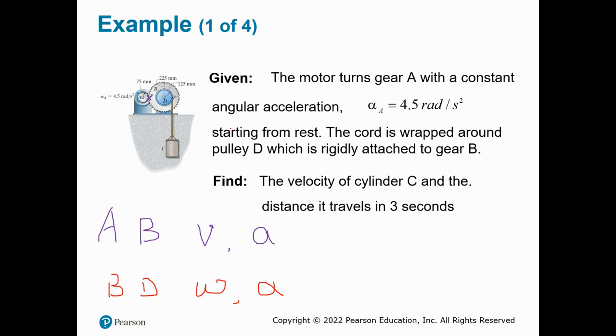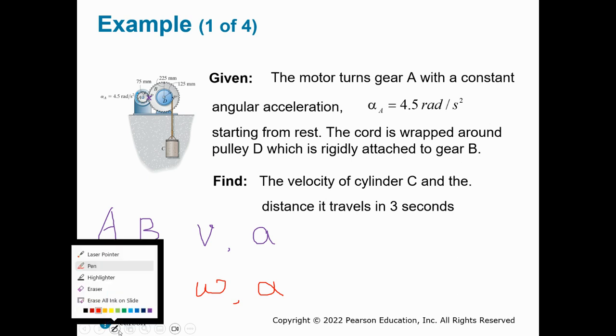With that in mind, we're going to take a look at what's going on. We're looking for cylinder C, right? Cylinder C right here, we're looking for the velocity of C and the distance when it travels 3 seconds. So the point C over here, we need the velocity and acceleration of C, which will be the velocity and acceleration of this gear D because it's in contact with D. So what we're looking for is the linear velocity and linear acceleration of gear D.